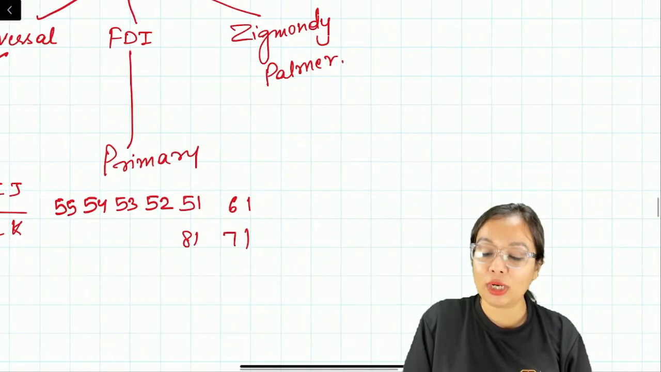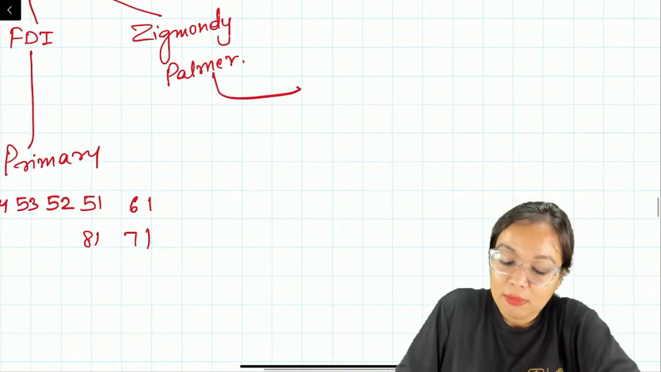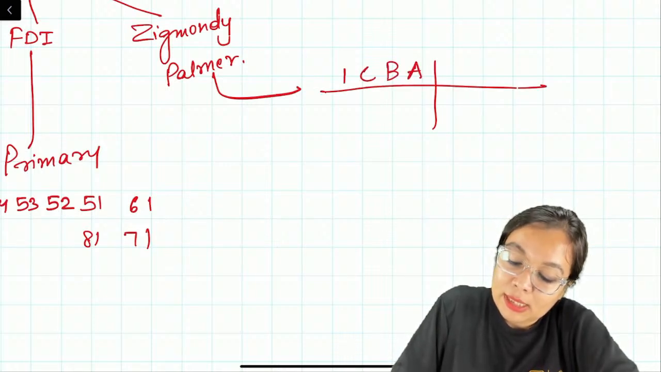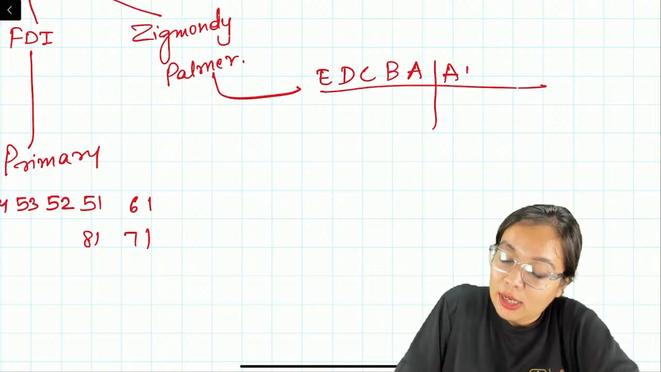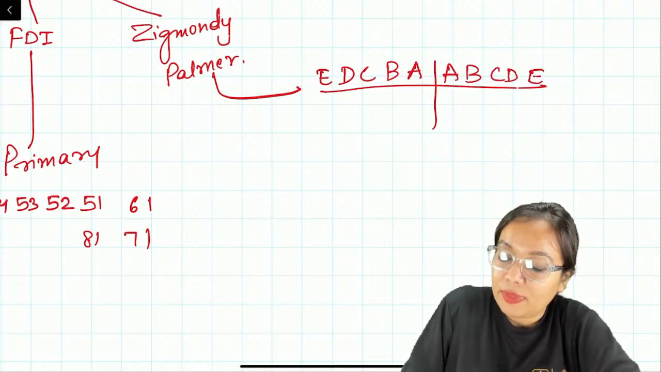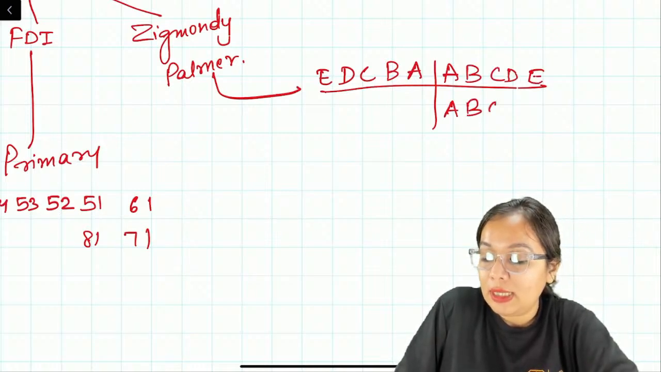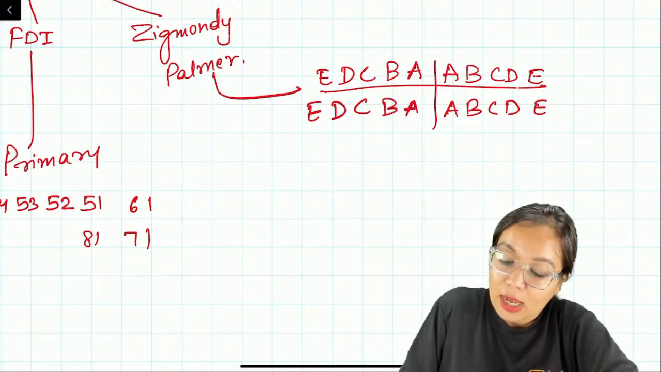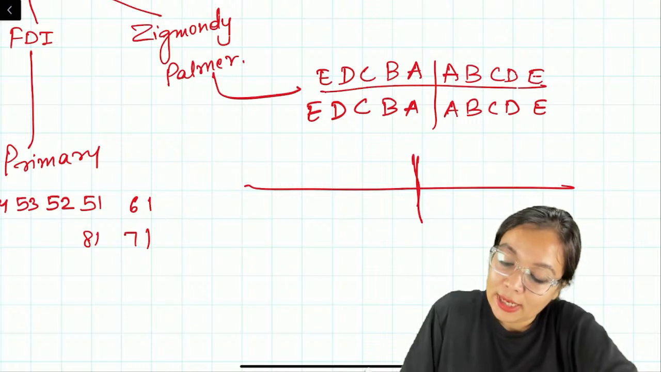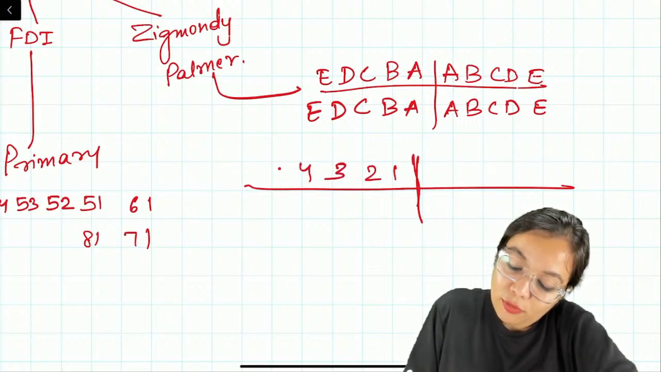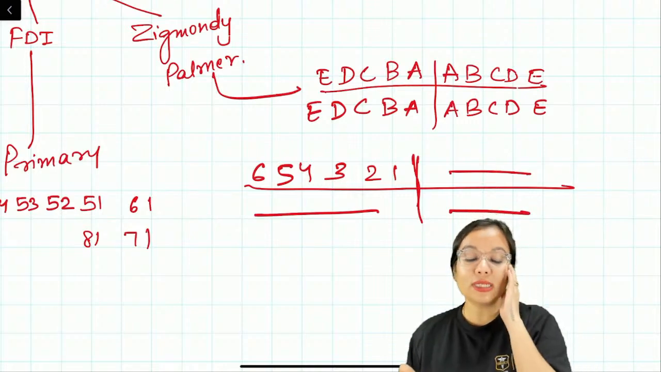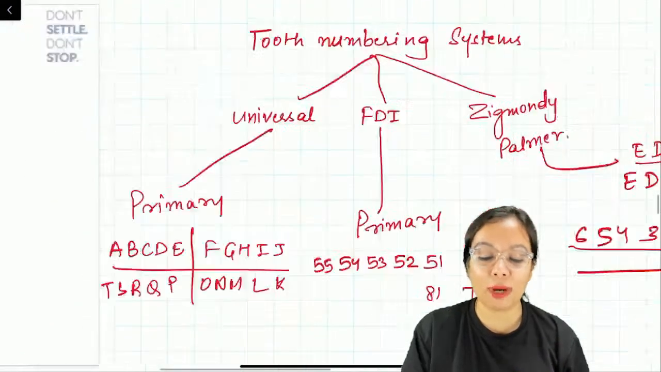Whereas in the Zsigmondy-Palmer method, the primary is denoted like this: A, B, C, D, E in each quadrant. And the permanent is denoted like 1, 2, 3, 4, 5, 6, same here, same here, same here. So this is how we denote it in the Zsigmondy-Palmer method.